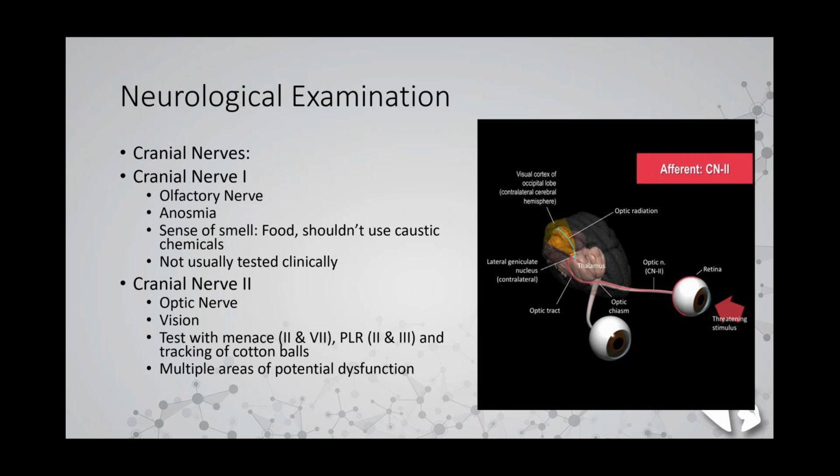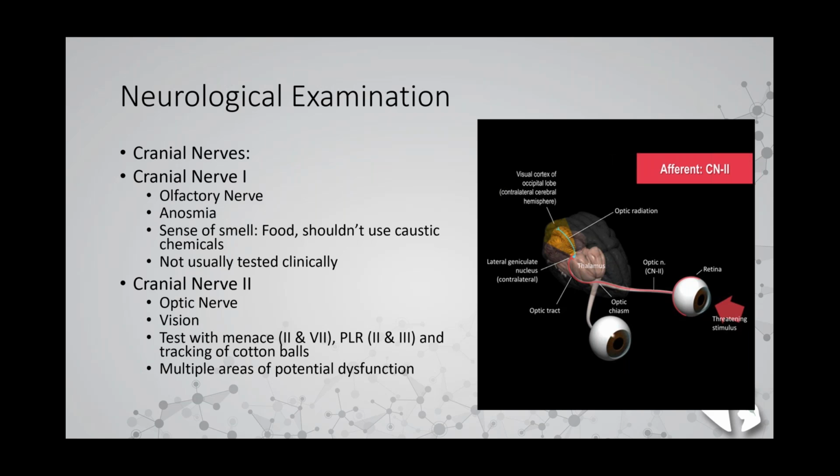So there's potentially multiple areas of dysfunction if you have a patient that is not visual. So the big things you want to do is test your menace. You'll cover one eye and bring your hand menacingly towards the other. They should be able to blink that eye completely. So the input is cranial nerve 2. They see you coming, and the output is cranial nerve 7, bringing down those muscles around the eye.